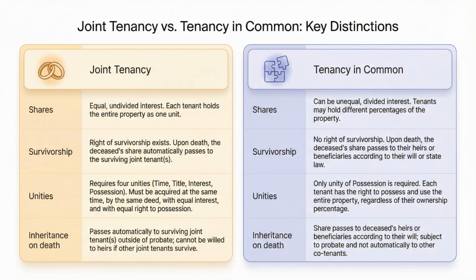There are two main types of co-ownership. Joint tenancy is built around equality and survivorship. Co-owners hold one undivided interest together. Tenancy in common allows separate undivided shares that can be equal or unequal, and crucially, there is no survivorship. Each share can pass to the owner's estate.